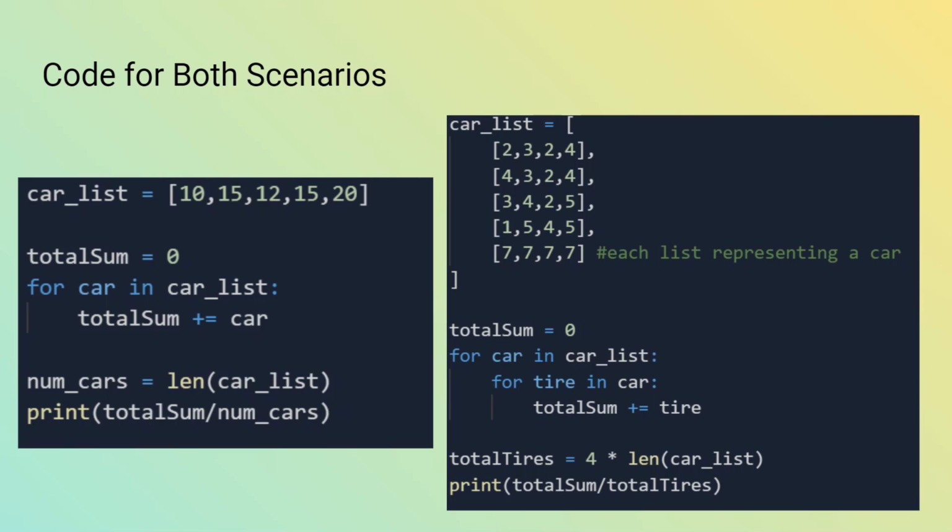Okay, next, notice how the nested for loop works right here. For car in car list, right? So that's our first loop. And then for each tire in that car, right? So we're going to loop through all 5 cars, and then for each tire in all those 5 cars, we're going to add that to the total sum, right? To get the total sum of all the tires. Then the total tires, of course, will have to be 4 times the length of the car list, because 4 tires per each car. Finally, we have the total sum divided by the total tires.